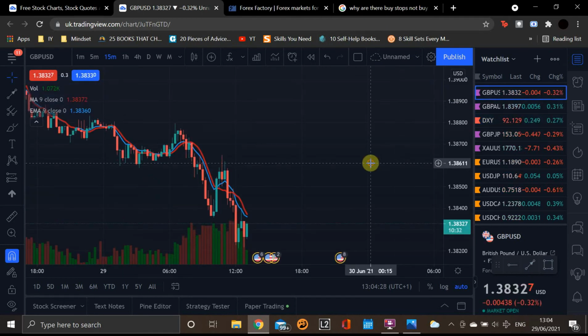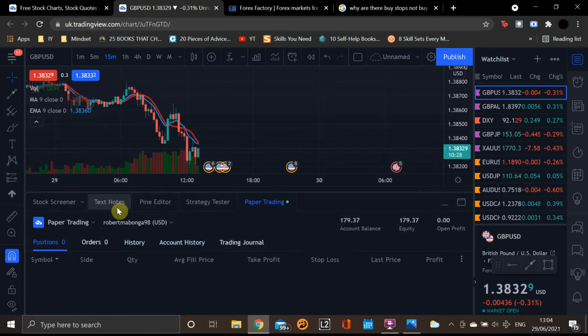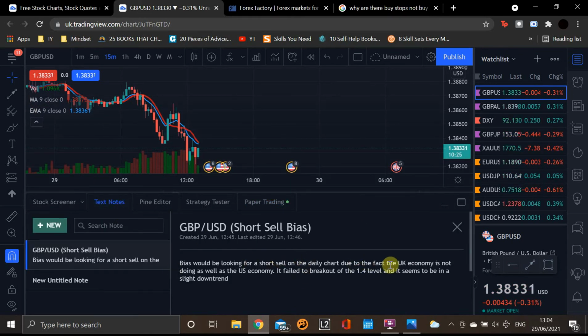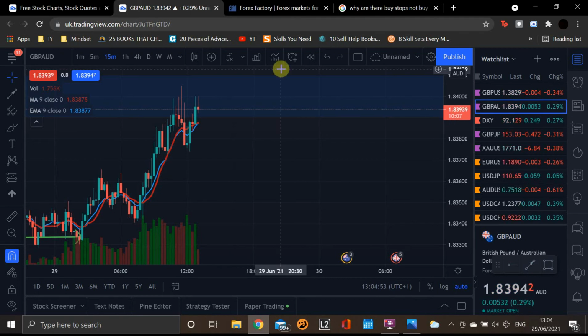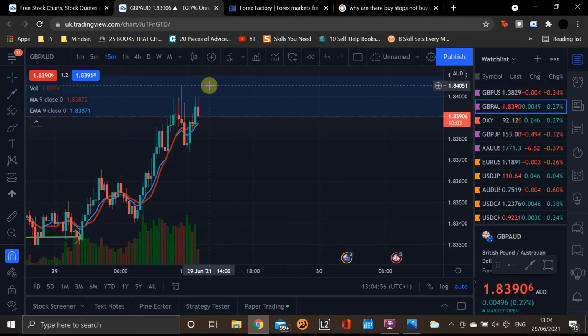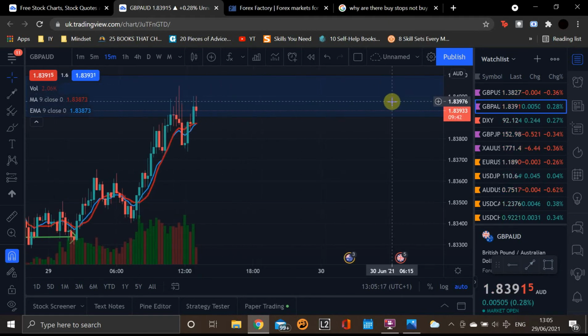GBP USD, what's my bias? Bias would be looking for a short sale on a daily chart due to the fact the UK economy is not doing as well as the US economy. It failed to break out the 1.4 level and it seems to be in a slight downtrend. Yeah, I believe that. Okay, let's leave GBP AUD for now.